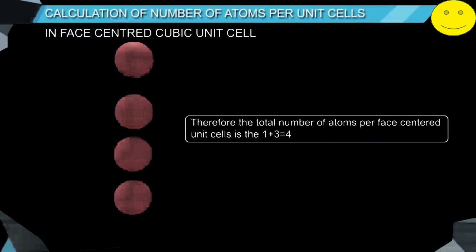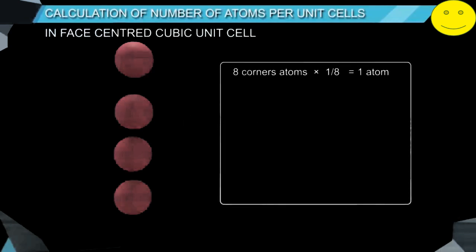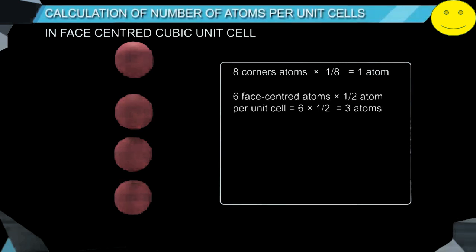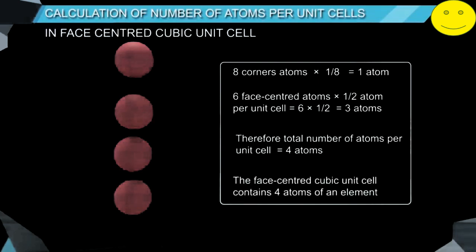8 corner atoms multiplied by 1/8 equal to 1 atom. 6 face-center atoms multiplied by half atom per cell, that is equal to 6 multiplied by 1/2 equal to 3 atoms. Therefore, total number of atoms per unit cell equal to 4 atoms. The face-centered cubic unit cell contains 4 atoms of an element.